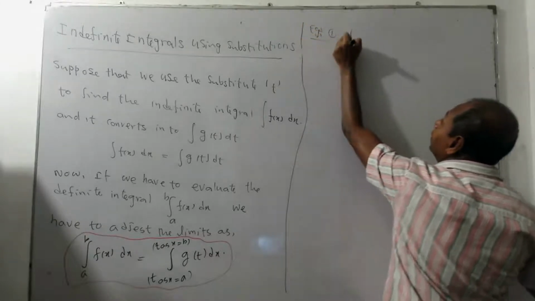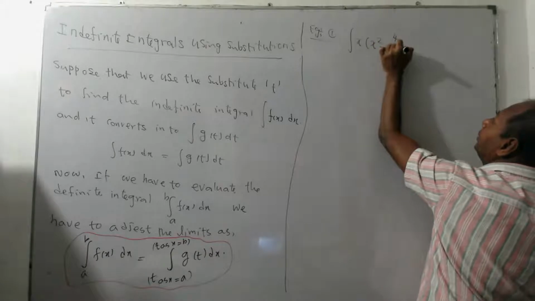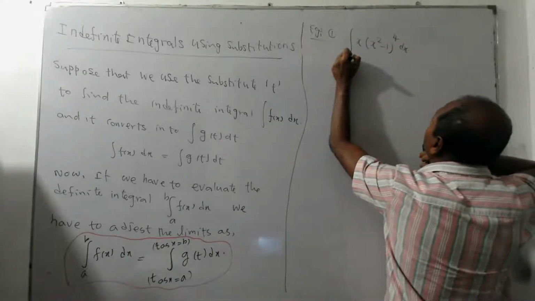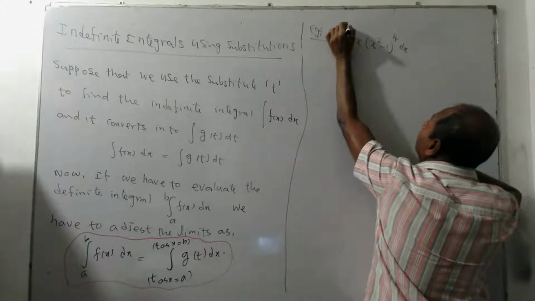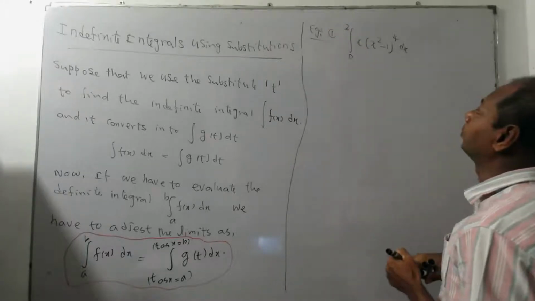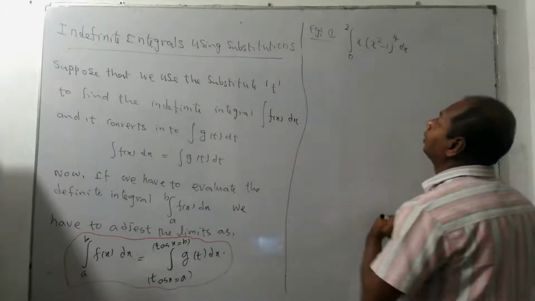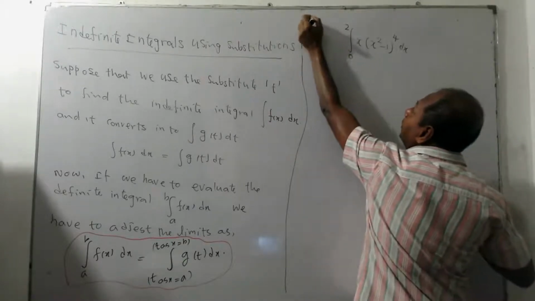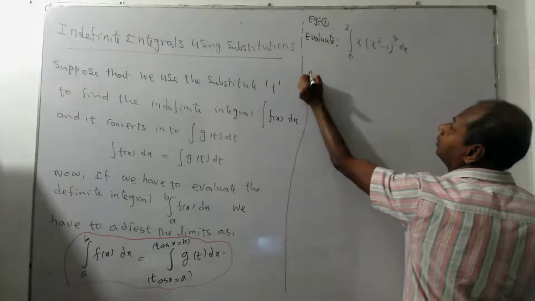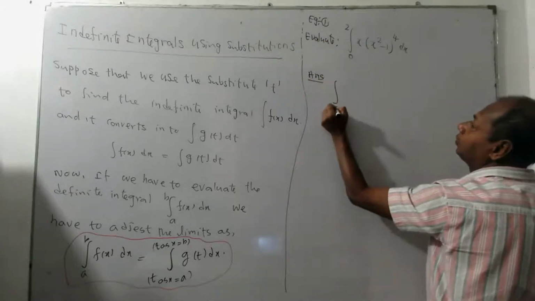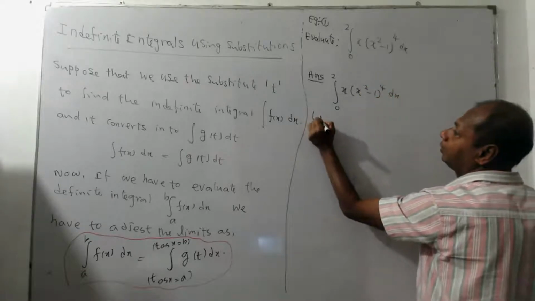Say you have to find the integral of x into (x squared minus 1) to the power 4 dx, as x goes from 0 to 2, right? Now without the limits you know how to find the indefinite integral. Question is this, evaluate this, right? Answer: this is what we have to find. We use a substitute for this.